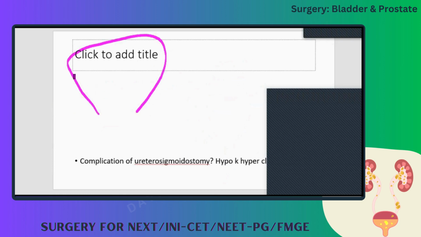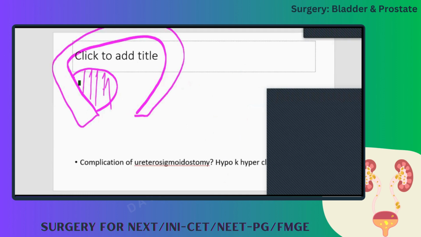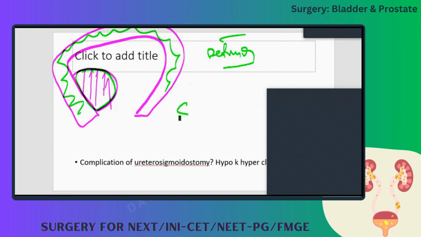This is the bladder. This is the tumor. What muscle is there in the bladder? Detrusor muscle is there. So there are two types of bladder cancers. One is which will lie here only, the superficial bladder cancer, SBC. And one is which will go into the muscle, muscle invasive bladder cancer.